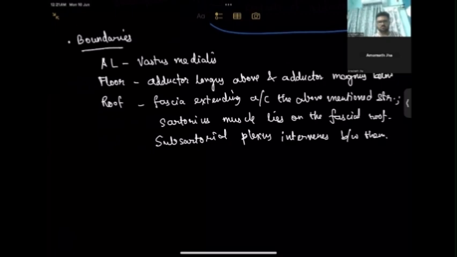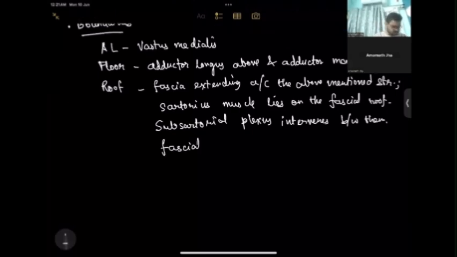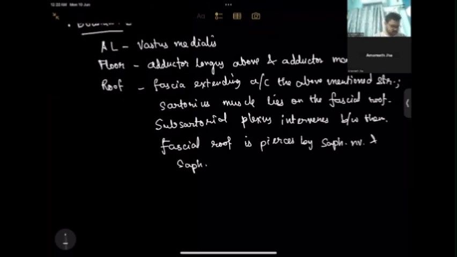Basically, the floor is just these two muscles, right? In this case, it's not structures piercing muscles, there's nothing piercing the muscle. So let's go to the roof. The roof is pierced by the saphenous nerve and the saphenous branch of the descending genicular artery.